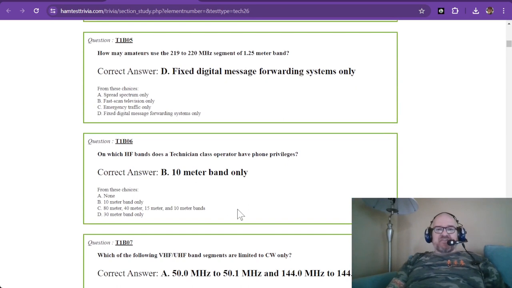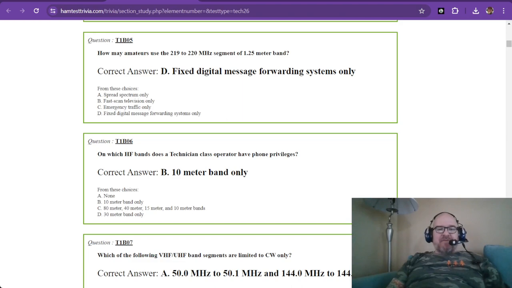How may amateurs use the 219 to 220 megahertz segment of the 1.25 meter band? That is fixed digital message forwarding systems only, and that is most likely by a gentleman's agreement.